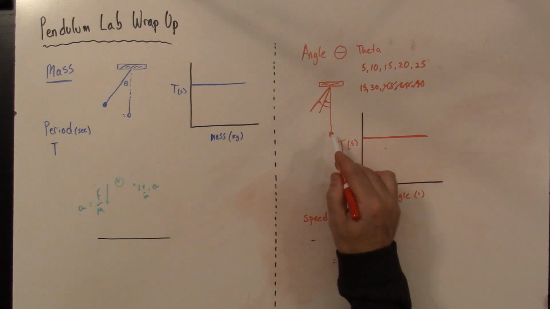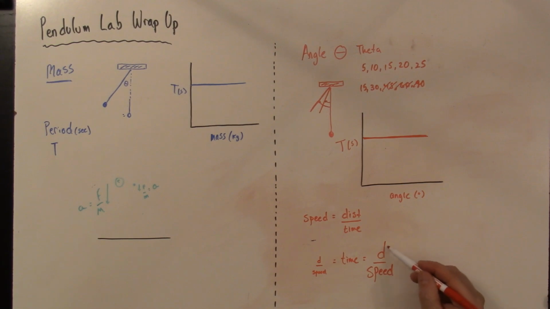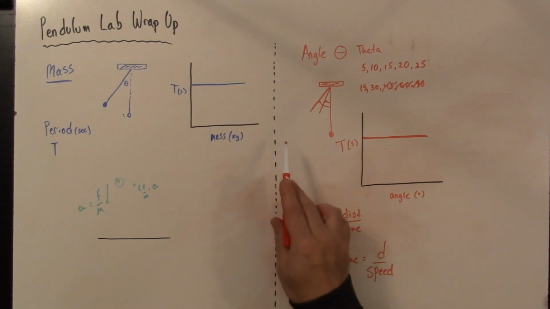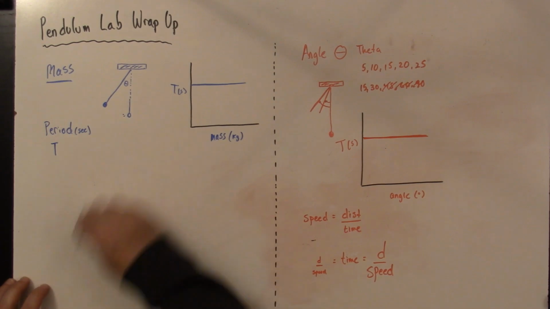If you pull it back a very small angle to start, you have a small distance and a small speed. But if you pull it back farther, you end up with a big distance and a big speed. And small divided by small could be the same as big divided by big. So even though when you pull it back farther, it has farther to go, its average speed is faster, and you end up with no relationship. So that's the first two. Let's look at the next two.